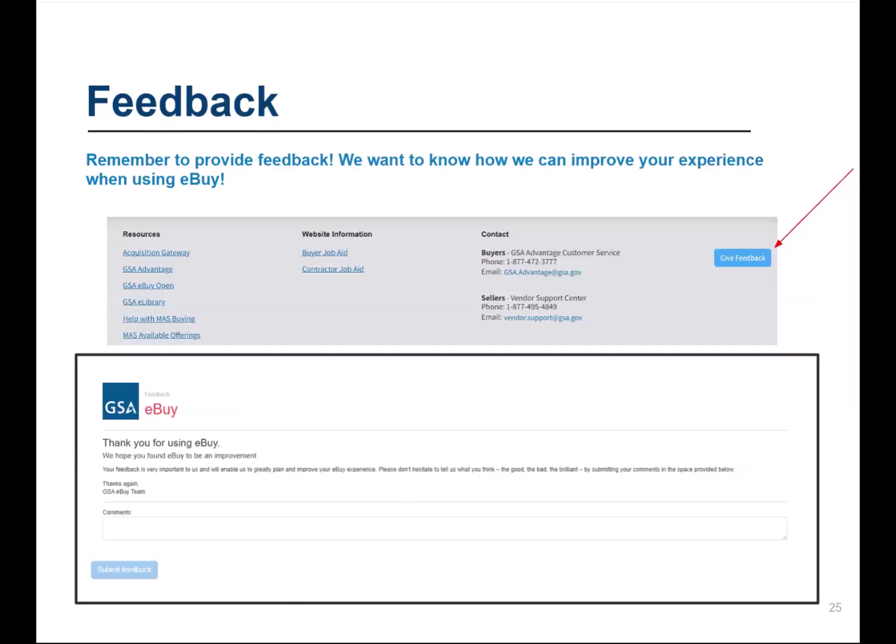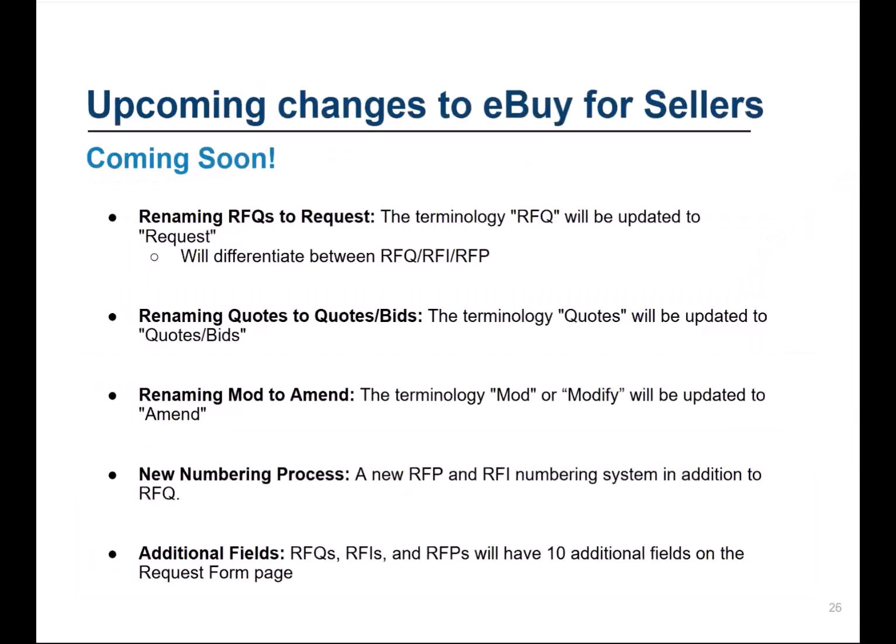Remember to always provide feedback. We want to know how we can improve your experience when using eBuy. eBuy is always looking for feedback from users on how to make the system better. We want to encourage you to provide feedback to them directly by using the Give Feedback button at the bottom of your home screen. From there, you can provide comments to the eBuy team for their review. Why do we ask you for your feedback? Because we listen.